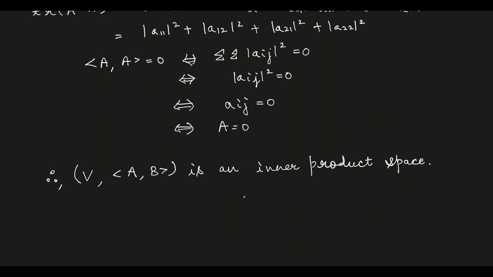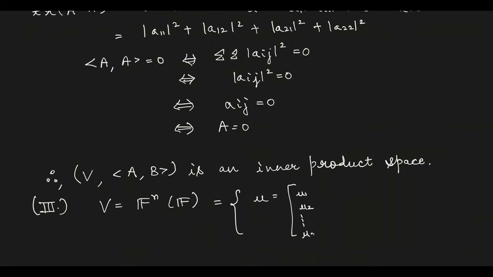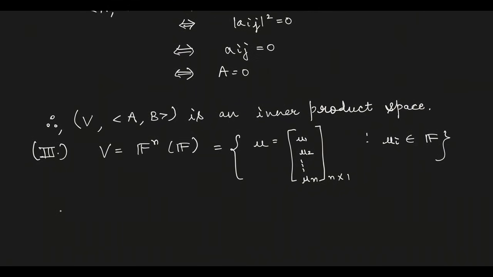Next example. V equal to F to the n, now in the form of a tuple, u1, u2, so on till un, n cross 1, such that ui belongs to field, and inner product is defined as u comma v is equal to trace of v theta u. Trace of v theta u.